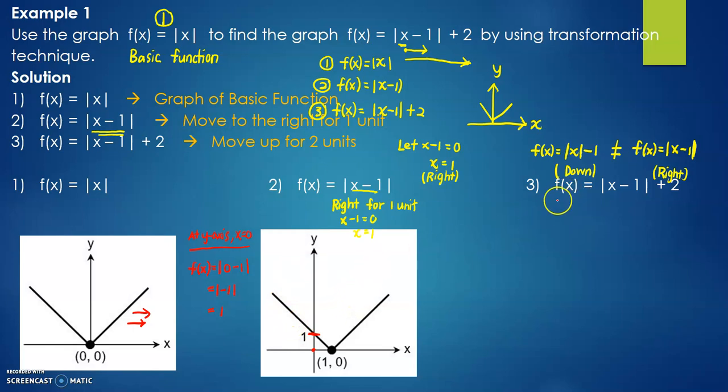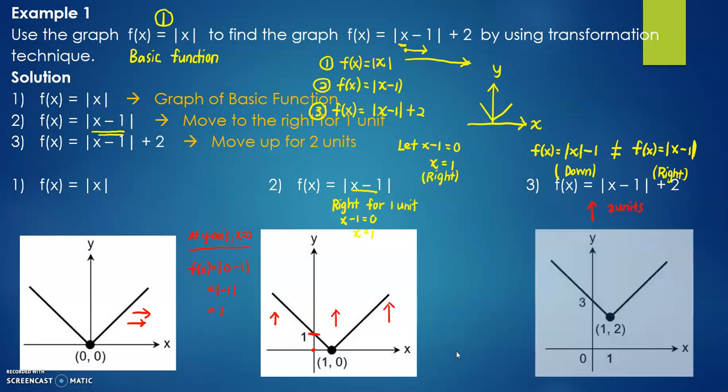Next, we move on to the third graph, the final graph we need to sketch: f(x) = |x - 1| + 2. This one will move up by 2 units. So the whole graph will move up by 2 units. You can see here, before this is 1, now moving up by 2 units, it becomes 3. So the new y-intercept is 3.